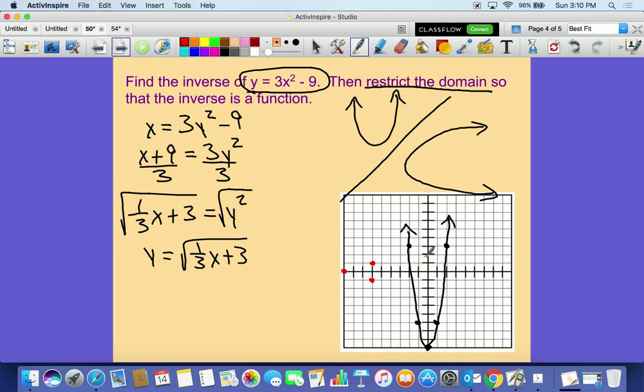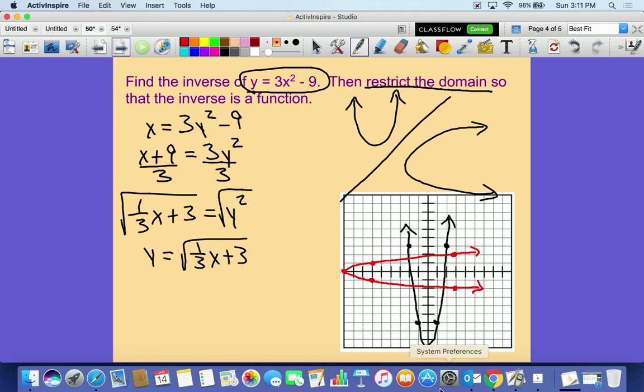And that would be our graph of both the original and the inverse. Now as you can see with the red line, it is still not a function. So we need to restrict the domain of the original function.